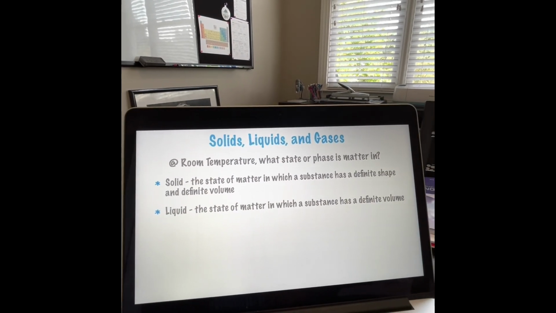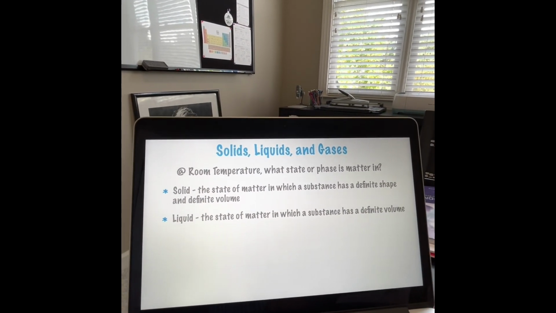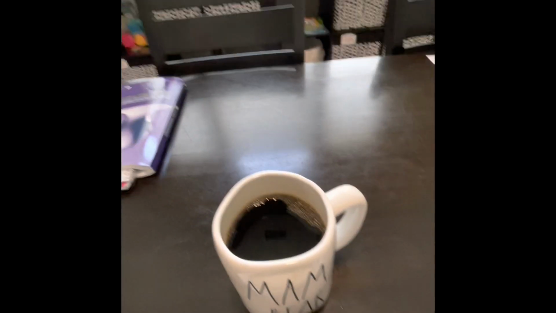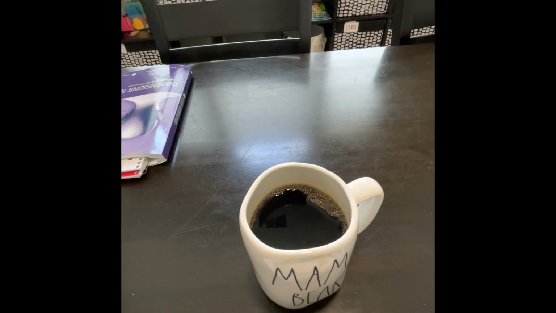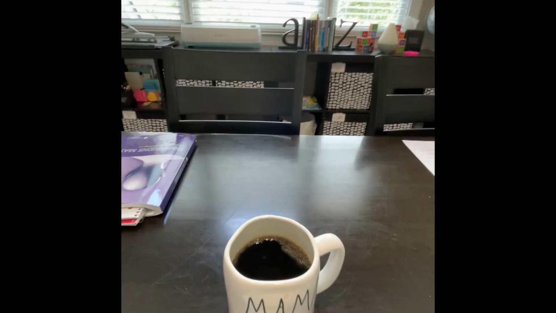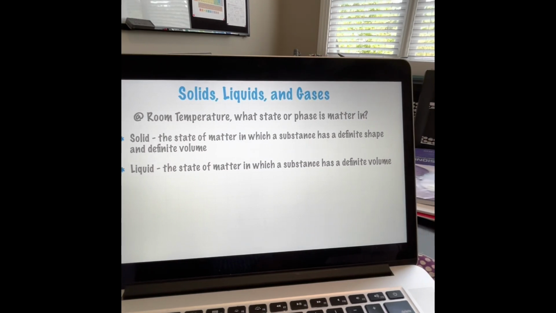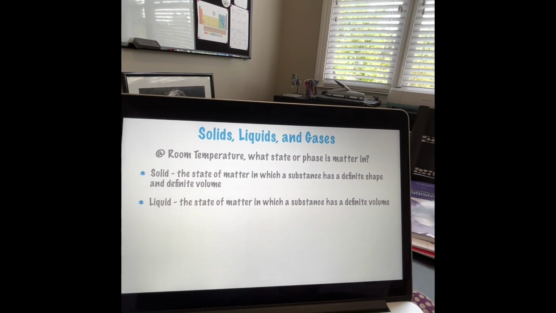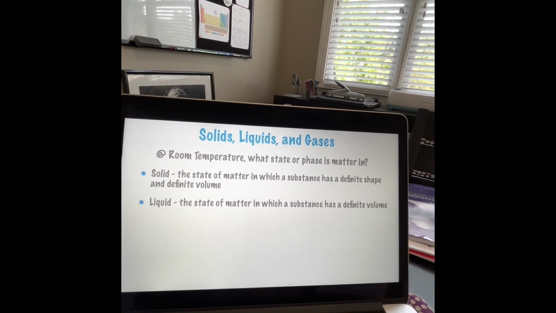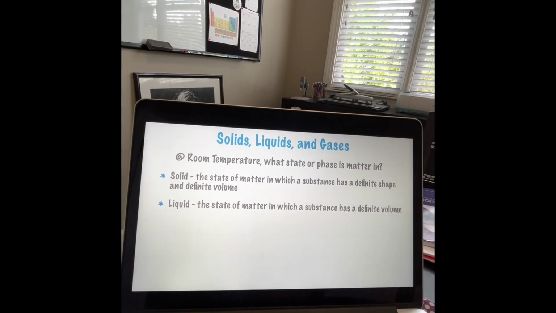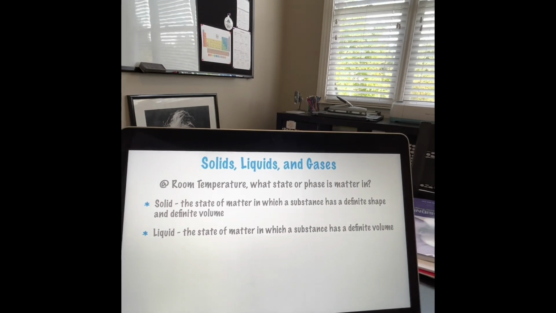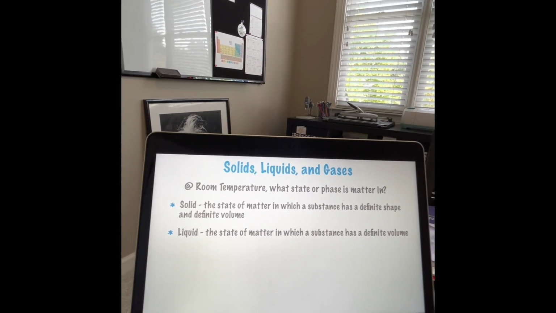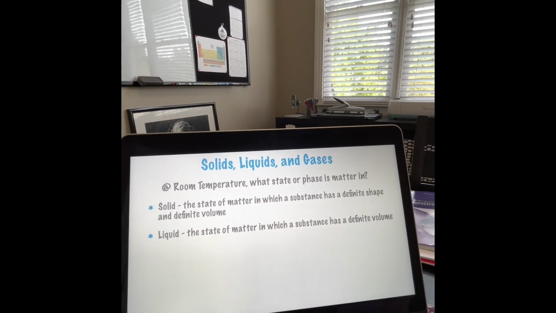Liquid's a little bit different. Liquid is the state of matter in which a substance has a definite volume. So if I look at my coffee cup this morning, we can see liquid in there. It definitely has volume. However, it does not have a definite shape. If my coffee was in a different cup or container, the shape would change to that of the container. Therefore, liquids have definite volume, but they do not have a definite shape. They can form to the shape of whatever they're in.